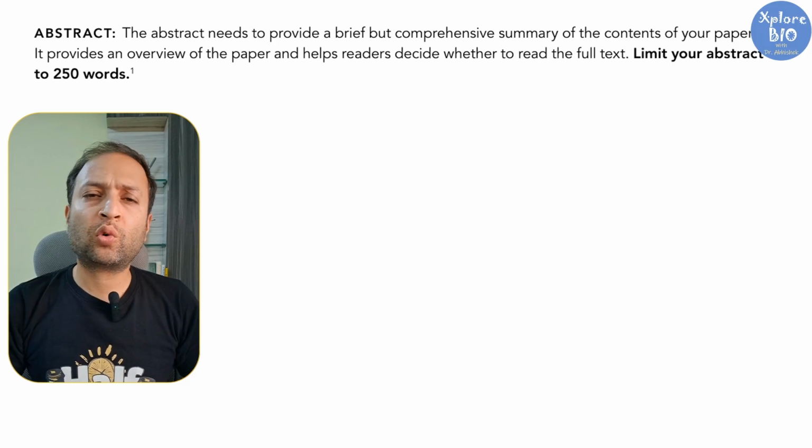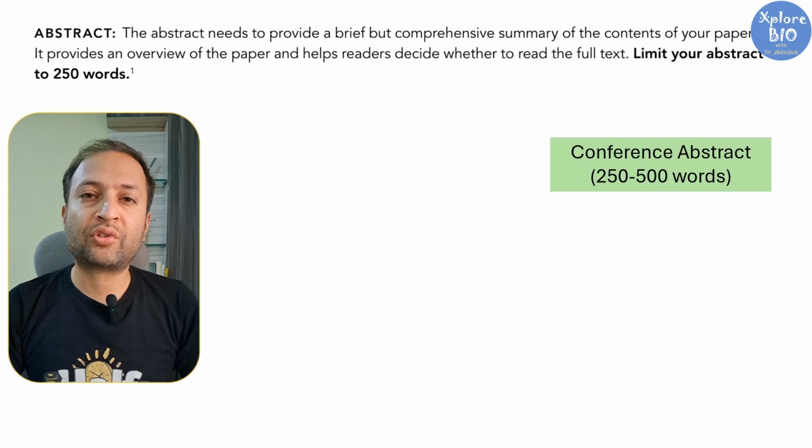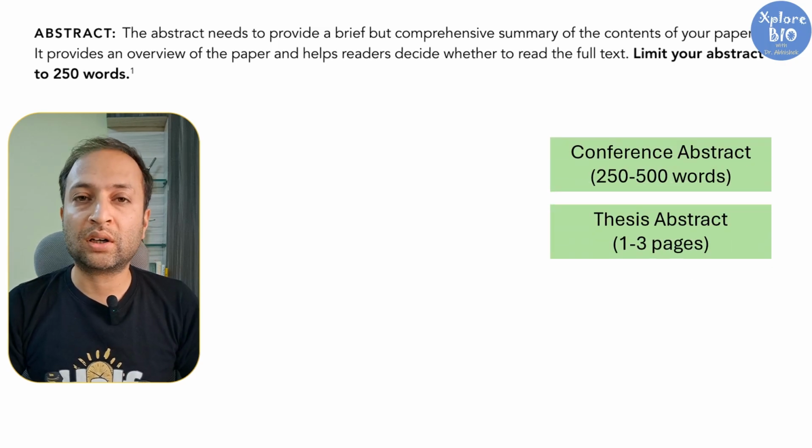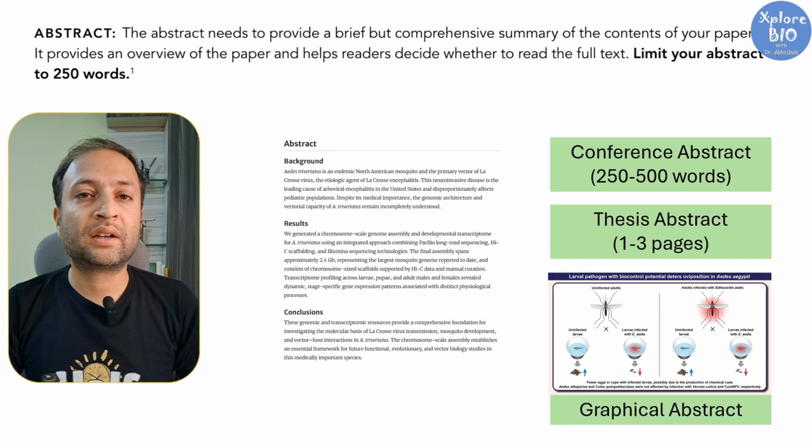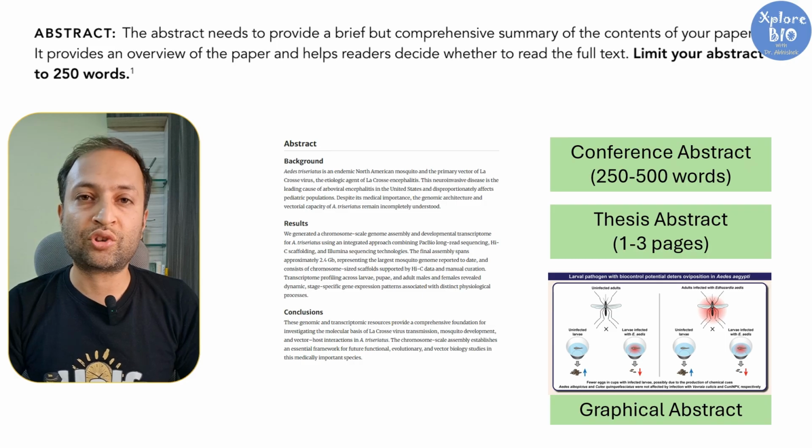A common question researchers have is what should be the length of an abstract. Ideally, the abstract is about 150 to 300 words long depending upon the journal. Conference abstracts can be about 500 words long, and thesis abstracts can be even longer. Some journals have separate headings for individual components of an abstract, like the BMC Genomics. Some journals additionally ask for graphical abstract. It is better to check out the specific guidelines before writing and submitting an abstract.